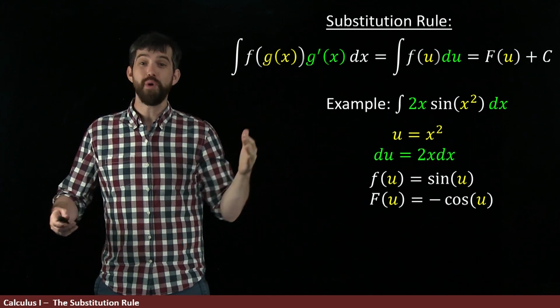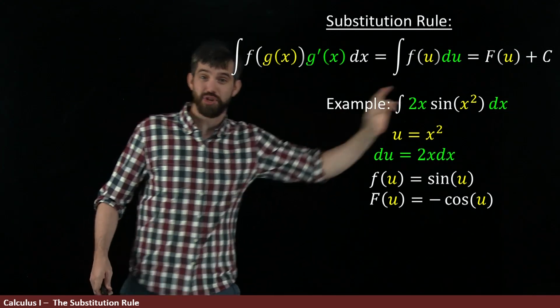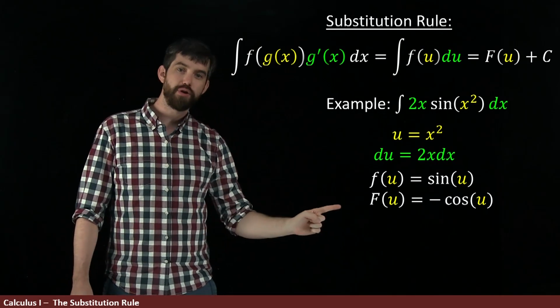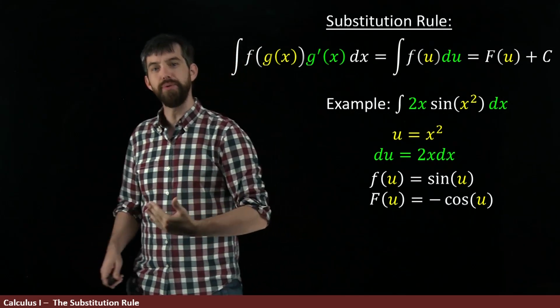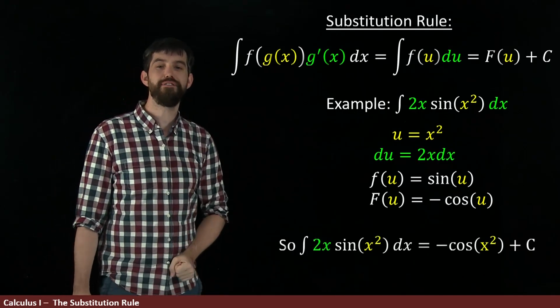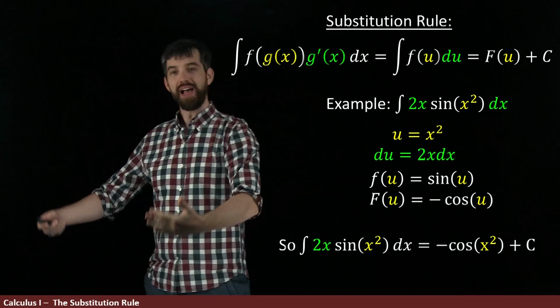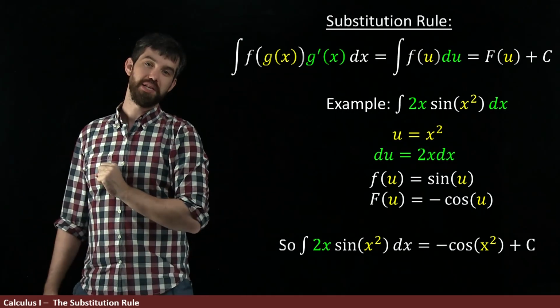And so what I'm going to do now is plug into the answer. It's the antiderivative of f of u. Well, the antiderivative is right here. It's the minus cos of u. u is x squared. And so what we're going to finally get is that this is equal to minus cos of x squared, and then finally plus the all-important c.